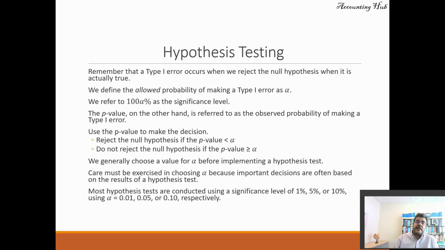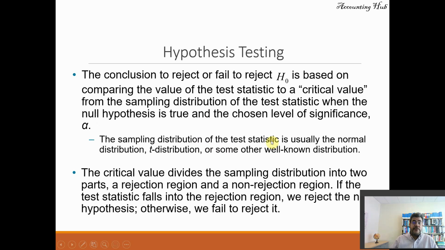We generally choose a value for alpha before implementing a hypothesis test. Care must be exercised in choosing alpha because important decisions are often based on the results of a hypothesis test. Most hypothesis tests are conducted using a significance level of 1, 5, or 10%, using alpha 0.01, 0.05, or 0.10, respectively. We will see that much better in our Excel file.